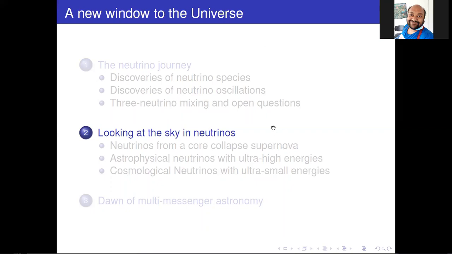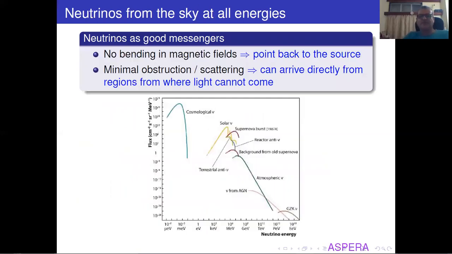I think you proceed. So now we'll go to neutrinos that are coming from the sky and what they will tell us about different things. Two of the major advantages of observing neutrinos coming from the sky are kind of obvious. One is that they are chargeless, and therefore they don't bend in the magnetic field in the galaxy. As a result, they point back to the source.